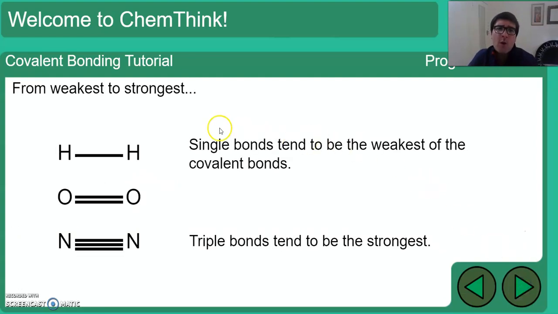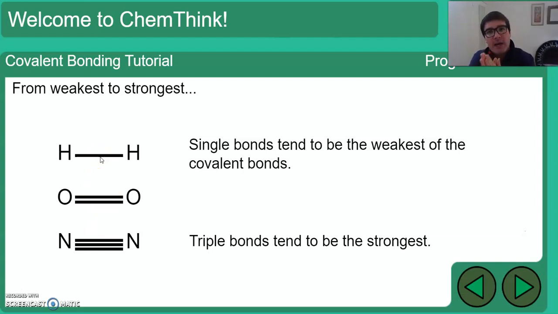Now, what is really important is that you realize that those bonds you can think of like a rope. Okay, the more ropes you have, the stronger or the greater the force you would need to break the ropes all at once. So in other words, a triple bond between the 2 nitrogen atoms would be the strongest, then the double bond, and then the single bond.